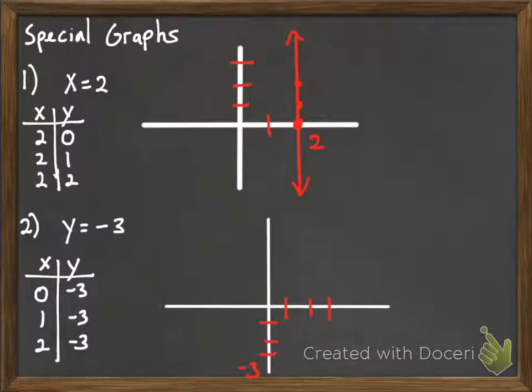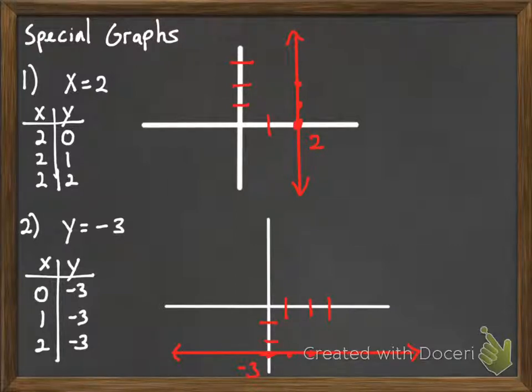And then we can plot those 3 points. Again, we only need 2 of them, but just 3 to make it really clear that y is always fixed at negative 3. So we can plot the point (0, -3), (1, -3), and (2, -3), and then we can draw the line that goes through those 3 points. And so we see that when y is equal to a fixed number, it's a horizontal line that goes through y equals negative 3.